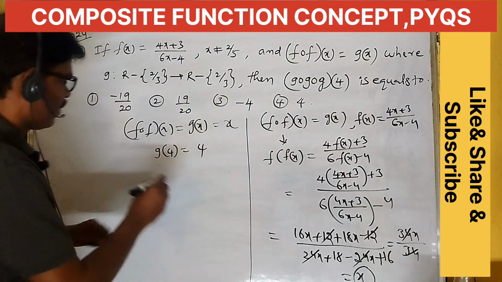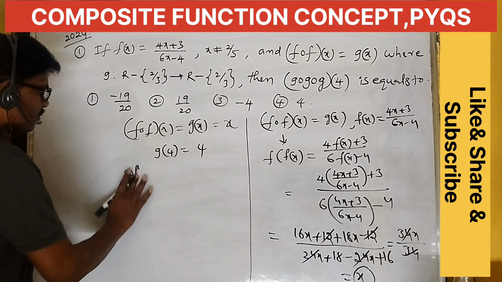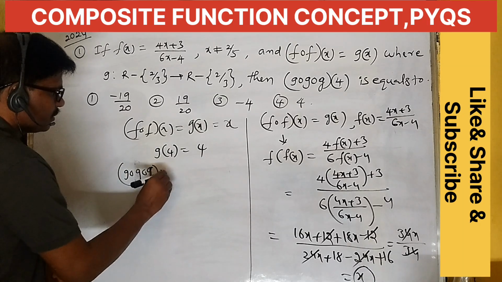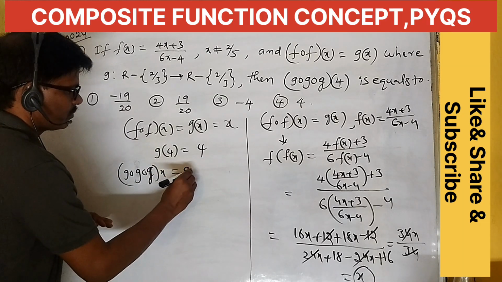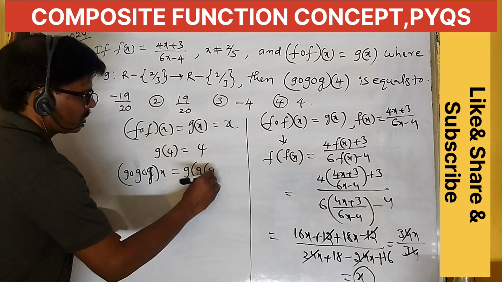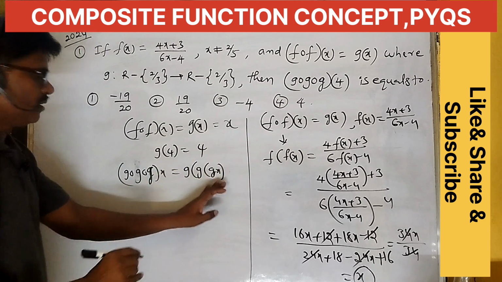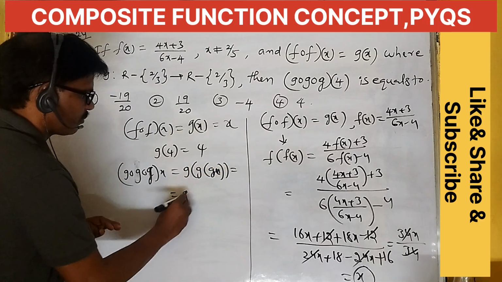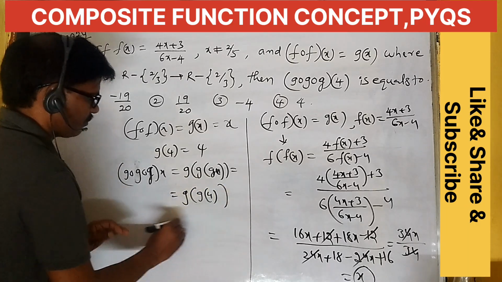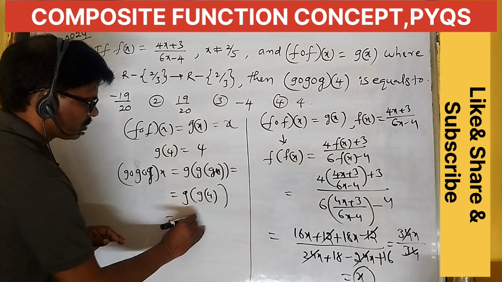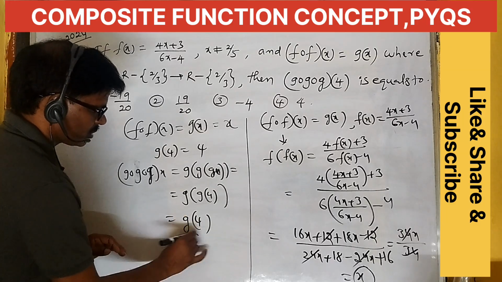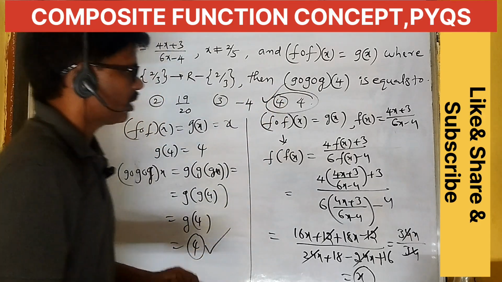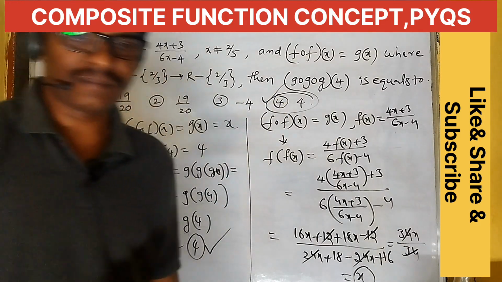Okay, find this value. Find this value means g circle of g of x equal to what? This is the 4, means g of 4 equal to what? G of 4 is equal to 4. 4 is our answer. Option 4 is correct. Okay, this is our answer. Okay, understand? Copy this one.